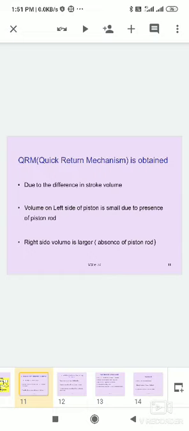The return stroke can be observed easily. The quick return mechanism is affected by the difference in volumes of oil at both ends. The amounts of oil are pumped to the right or left hand side of the cylinder. It's compulsory.